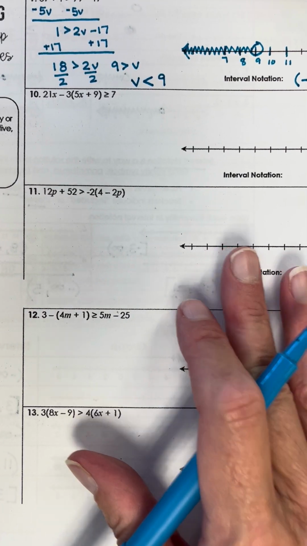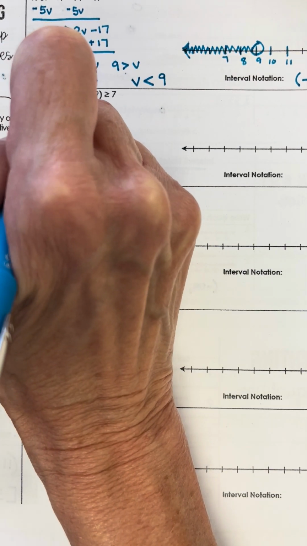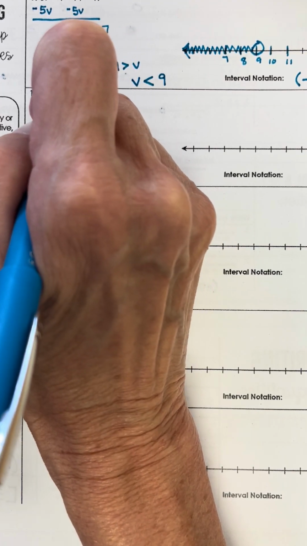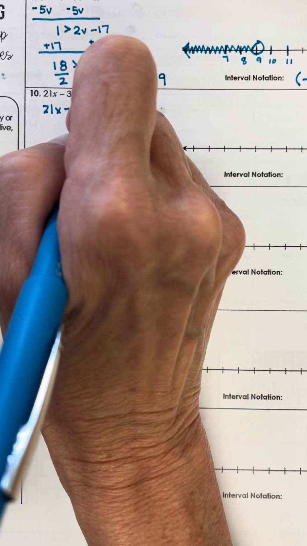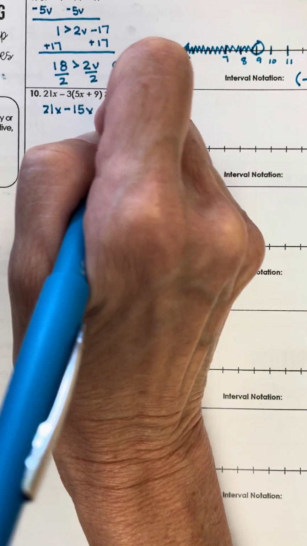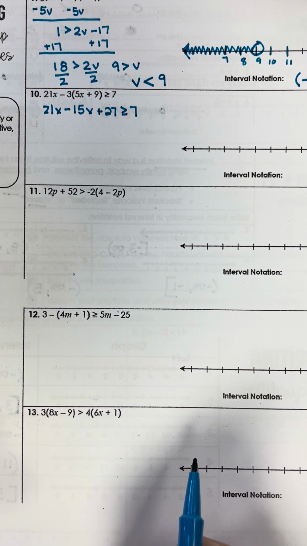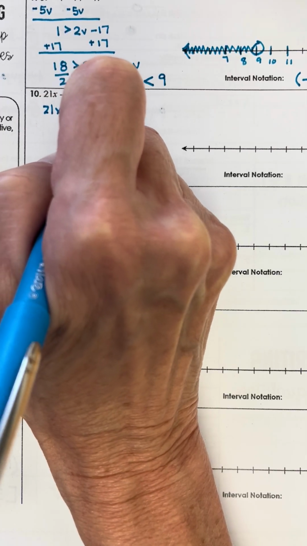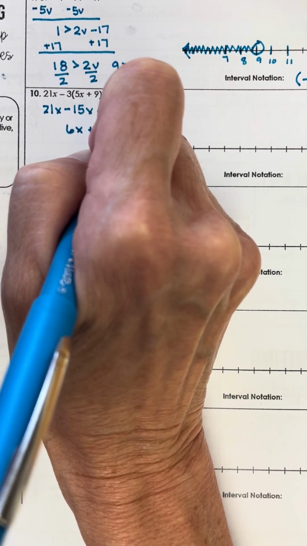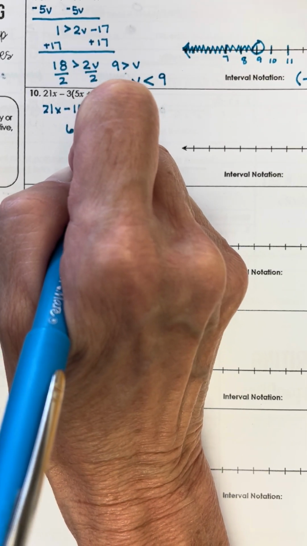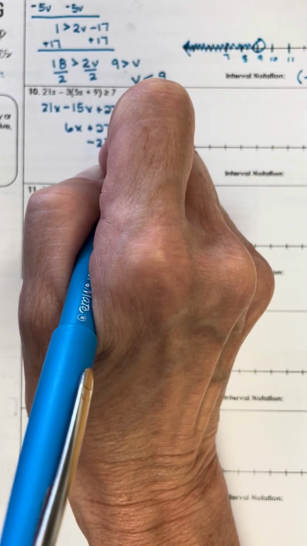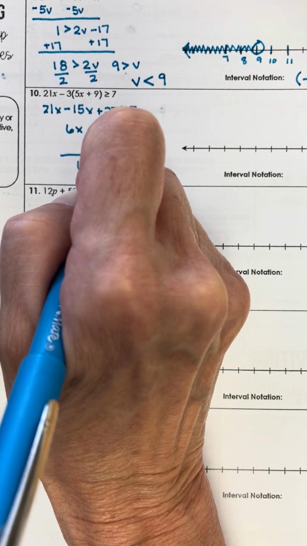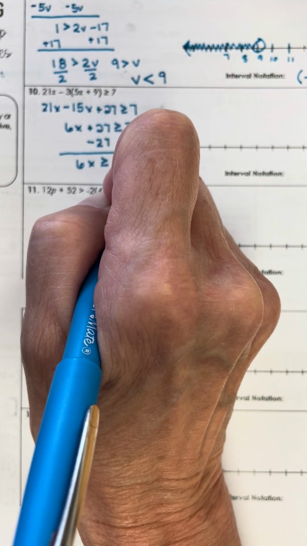Problem 10. So I'm going to distribute first the negative 3 to 5x to get negative 5x, and negative 3 times 9 is a positive 27. And that's greater than or equal to 7. Now, as I add my like terms together, I get 6x plus 27 is greater than or equal to 7. When I subtract 27 from both sides, I get 6x is greater than or equal to negative 20.